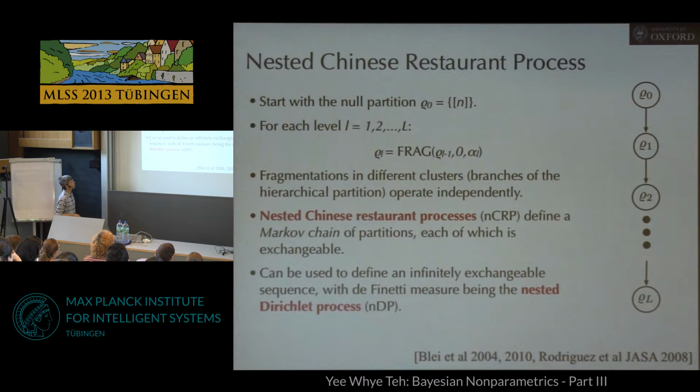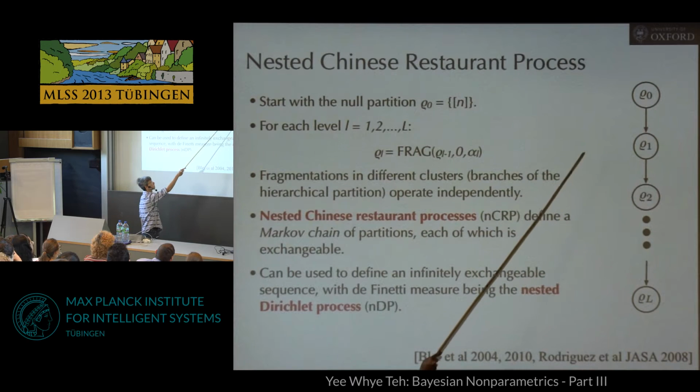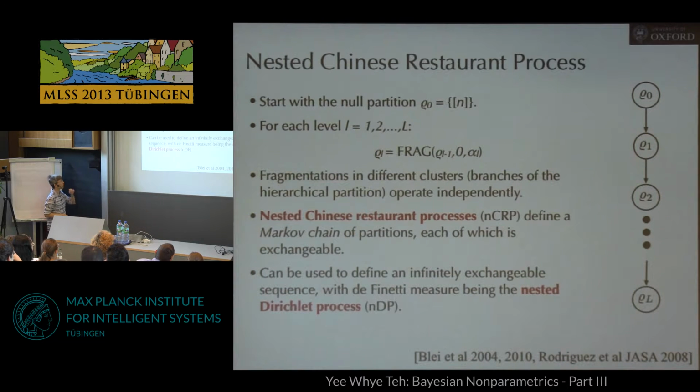Okay. Right, and you can of course think of this nested Chinese restaurant process as a sequence of fragmenting partitions, basically. Okay, and in fact, you can see that this sequence of partitions is actually a Markov chain of partitions. And because each Chinese restaurant process is exchangeable, what you can show is that this Markov chain in itself, the whole thing, is actually going to be exchangeable as well.